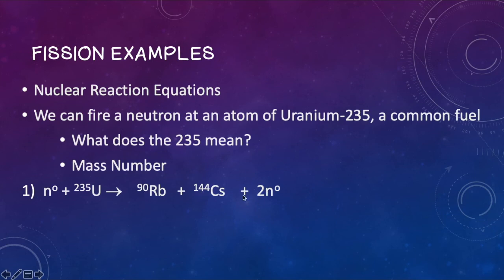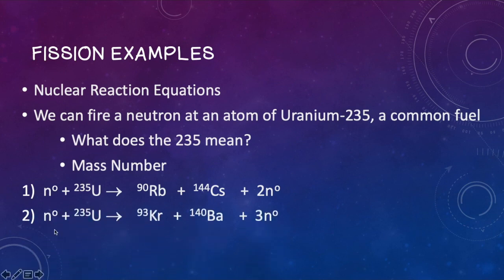If you add up these 3 numbers, 90 plus 144 plus 2 extra neutrons, it equals 236. Because this is 235 plus 1 more neutron, this is also 236. So the idea is that the amount of particles you started with was 236, and you still have 236 particles on the other side. That's an important thing in science, that you can't suddenly lose particles or get more particles from nowhere. They have to be accounted for.